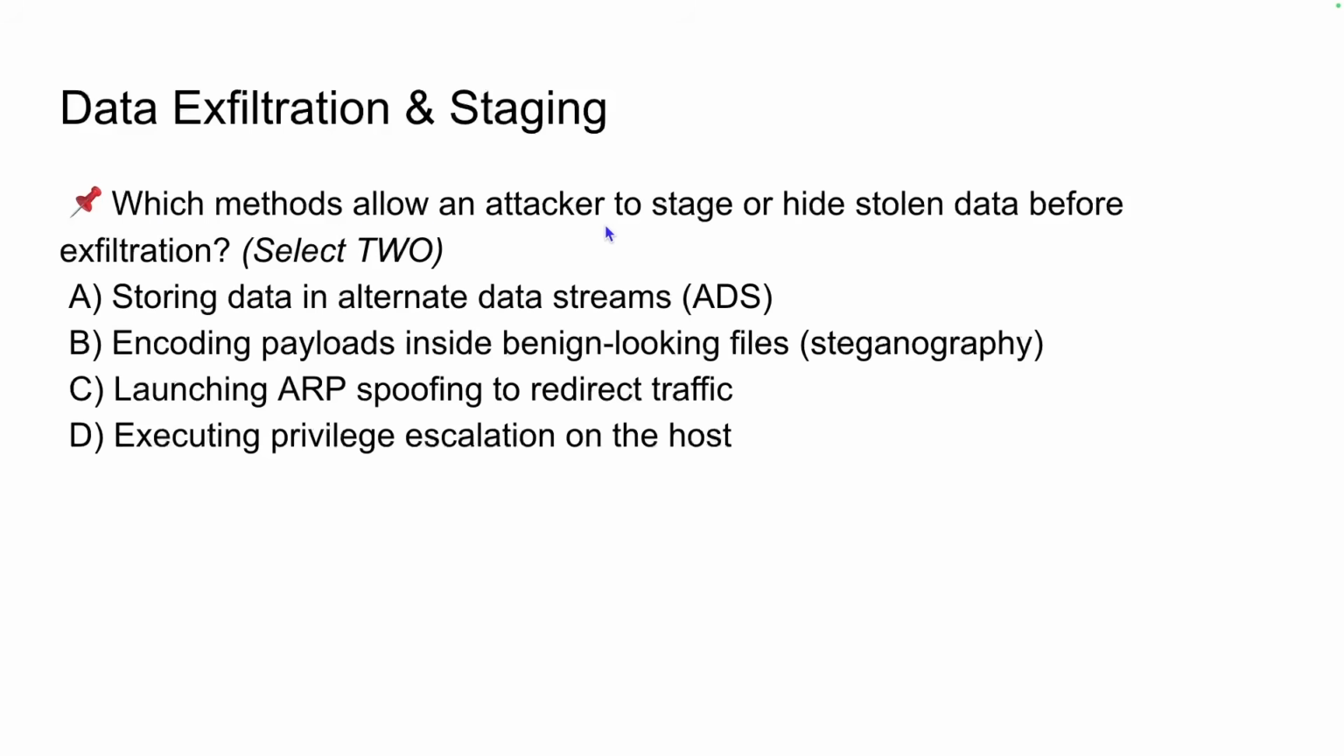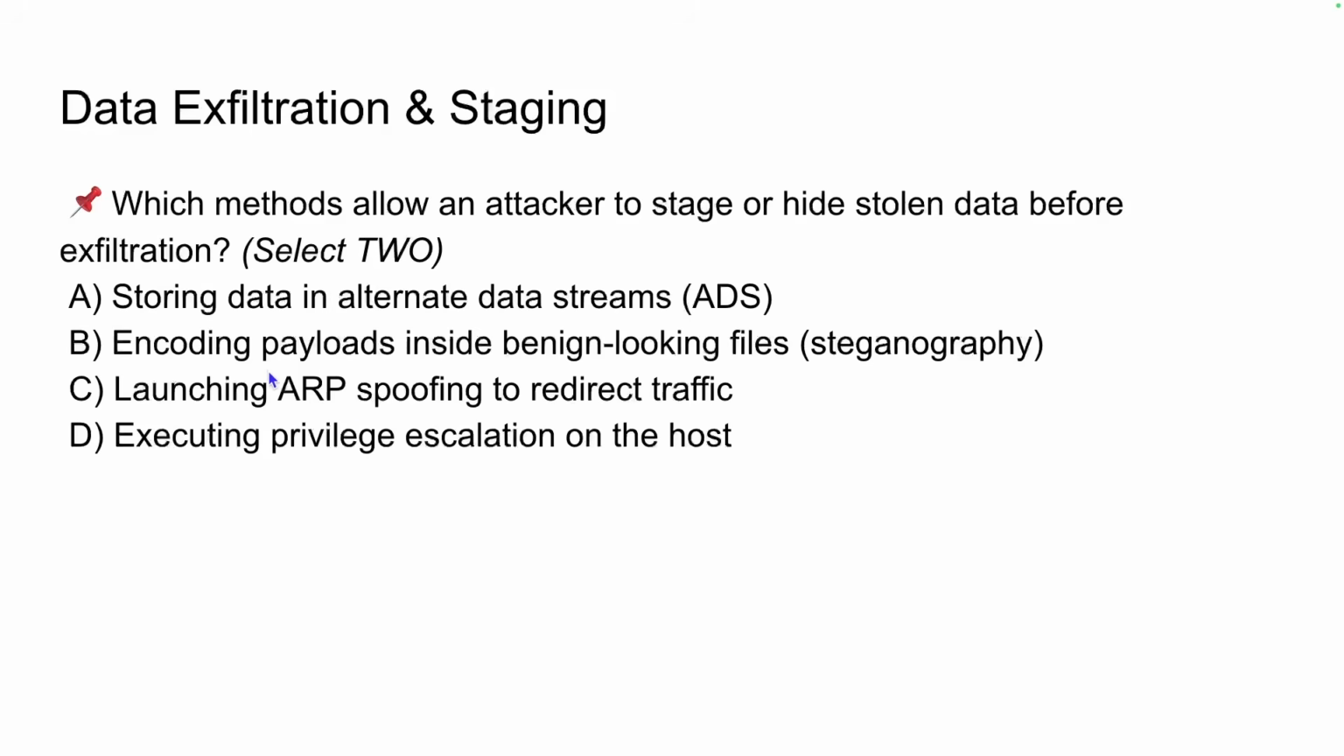Which methods allow an attacker to stage or hide stolen data before exfiltration? Select 2. Storing data in alternate data streams? Yes. Encoding payloads inside benign-looking files, steganography? Yes. Launching ARP spoofing to redirect traffic?